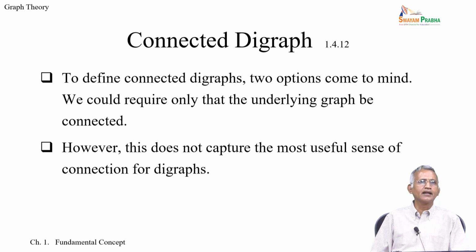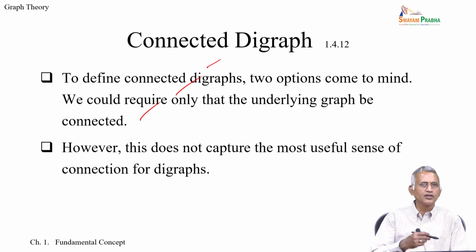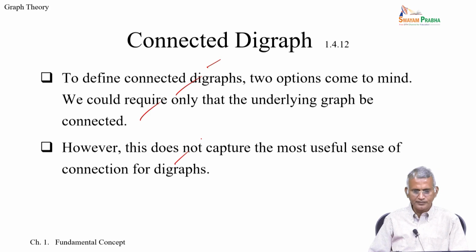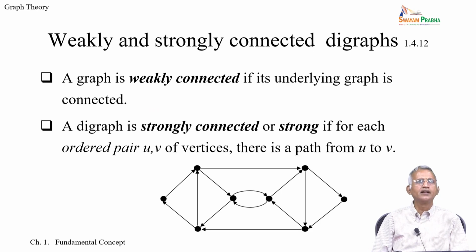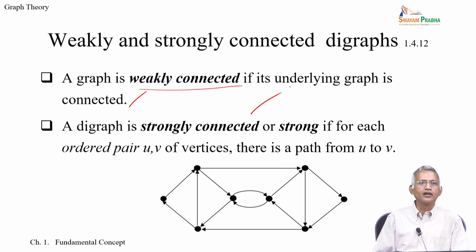So, connected digraph. To define a connected digraph, two options come to mind. We could require only that the underlying graph be connected. However, this does not capture the most useful sense of connection for digraphs. Next, weakly and strongly connected digraphs. A digraph is weakly connected if its underlying graph is connected. A digraph is strongly connected, or strong, if for each ordered pair U comma V of vertices.